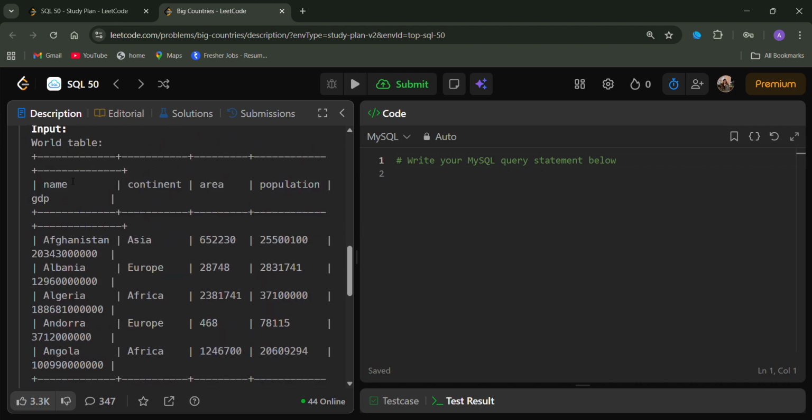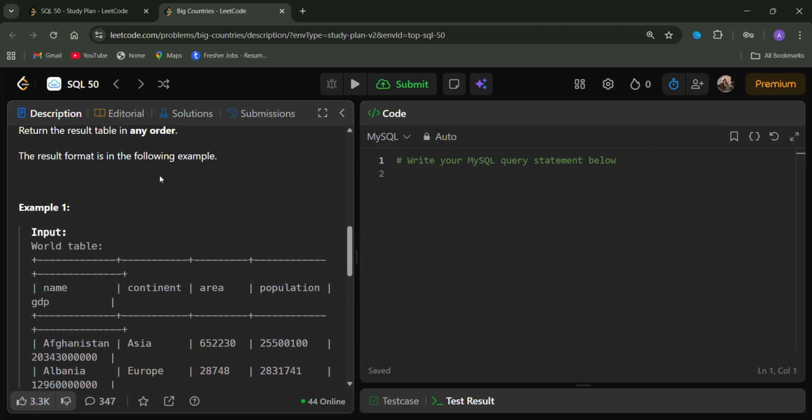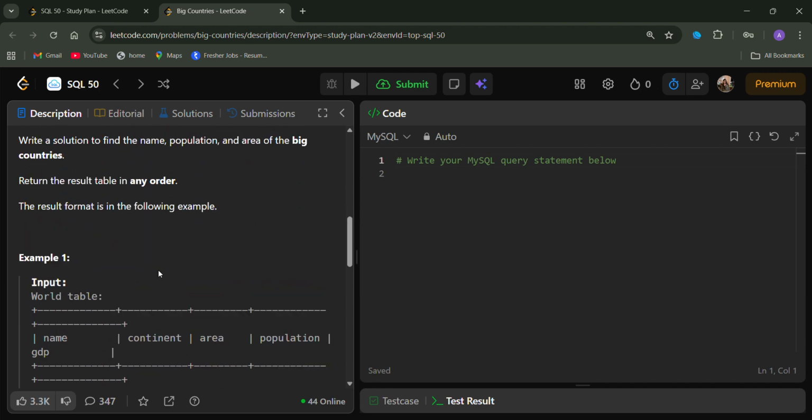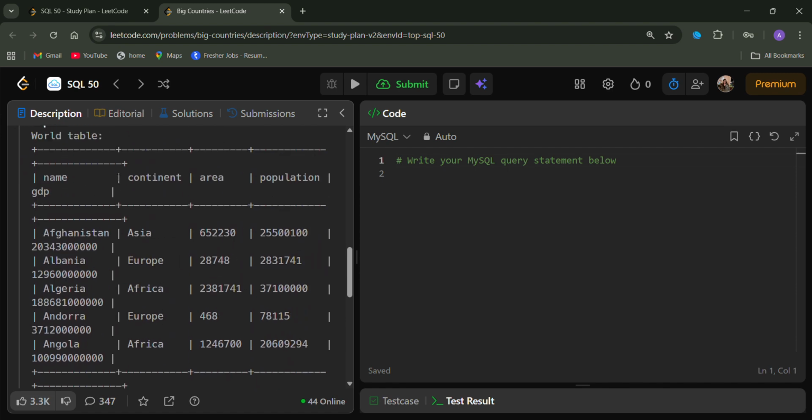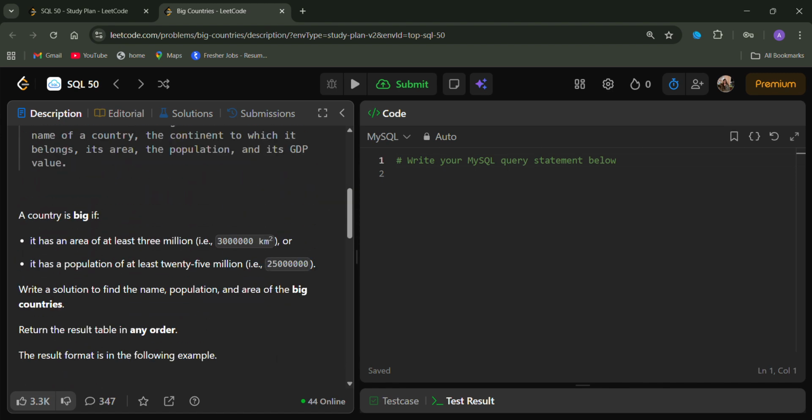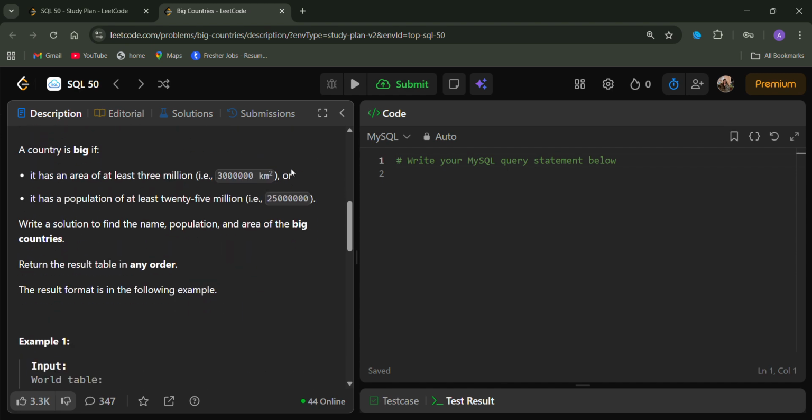You can see in the World table, name, continent, area, population and GDP are given. We have to fetch name, population and area from the World table. So let's write the query.